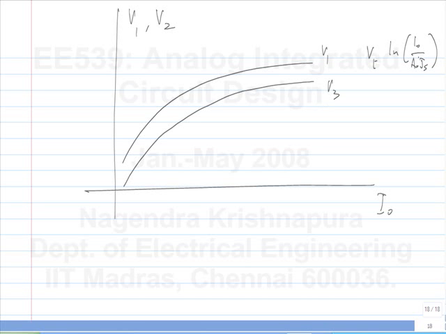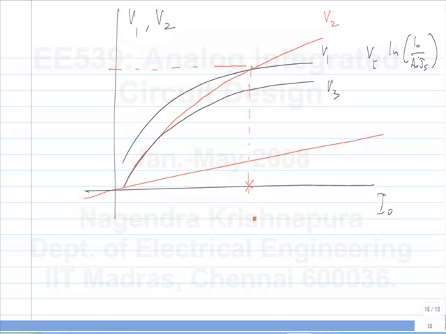So actually the amount of shift depends on the current. If I plot I naught R, let me draw something like this. The shift will be very little here, but then the shift will go on increasing, and at some point it will cross this. That was the point at which the transconductance was equal to 1 over R. So this is V2.